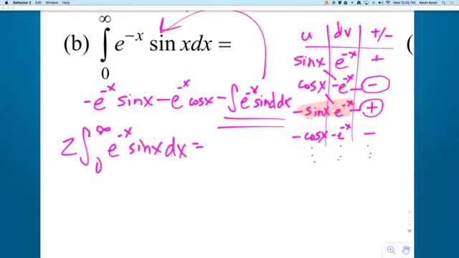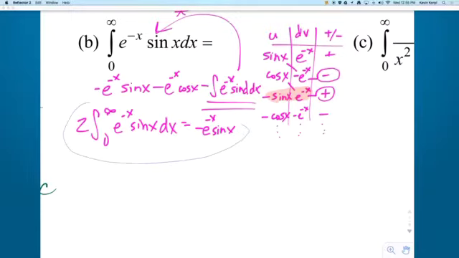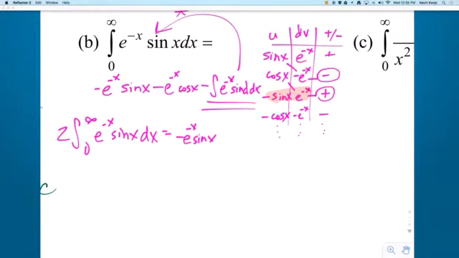And what am I left with on the other side? I'm left with negative e to the negative x sine of x. I'm running out of room here. Okay, and then minus e to the negative x cosine of x. And then technically, I guess there's a plus c. But I haven't finished yet.